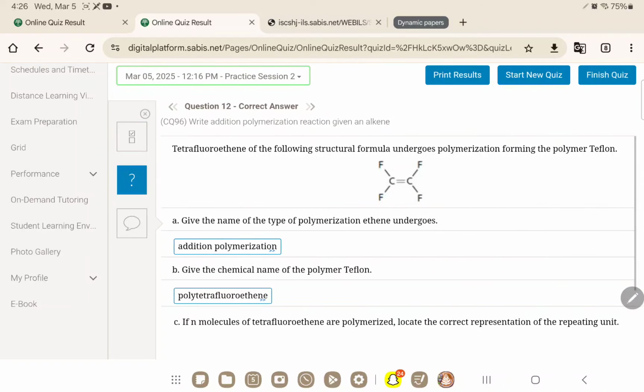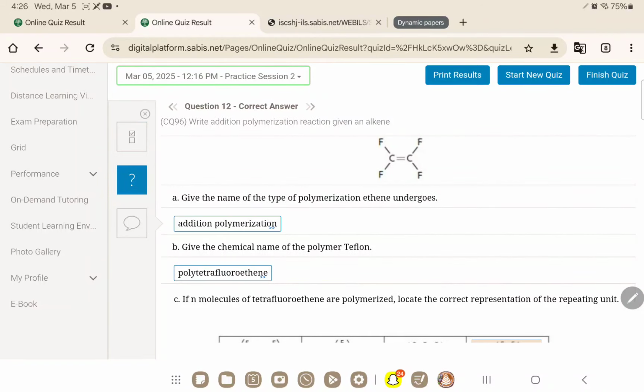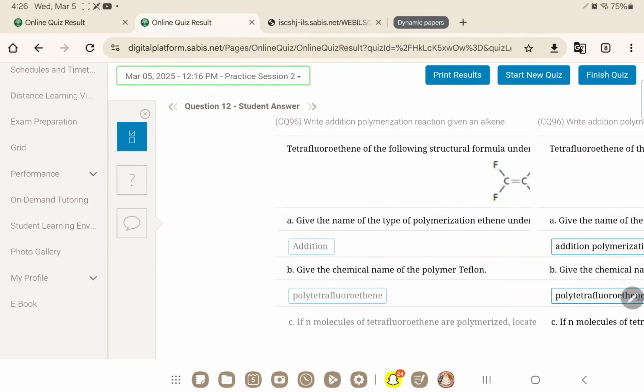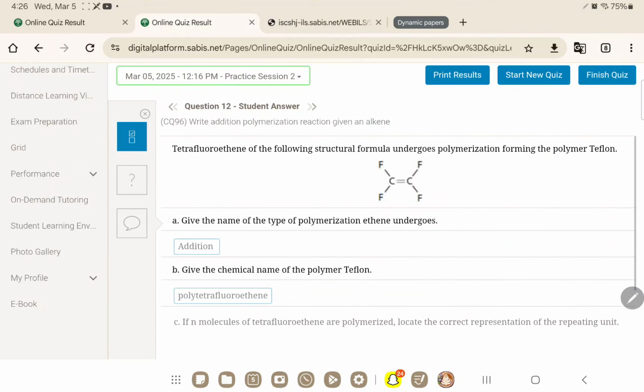Okay, this question I got wrong for the dumbest reason, because I spelled it wrong. I wrote a capital P instead of a lowercase p, which I don't know why that matters, but it looks like it does. You know what? I'm going to go back to my answers. So yeah.